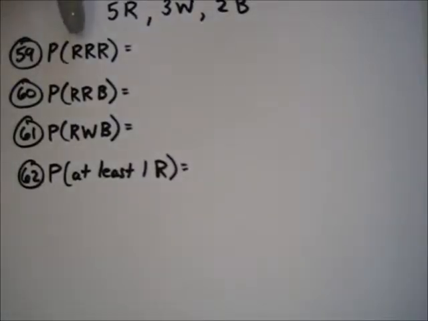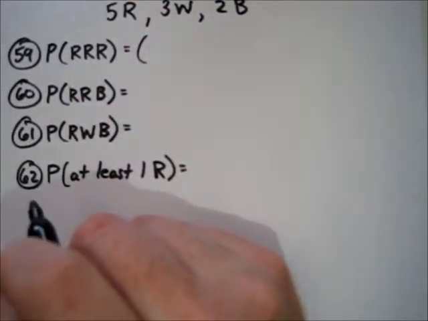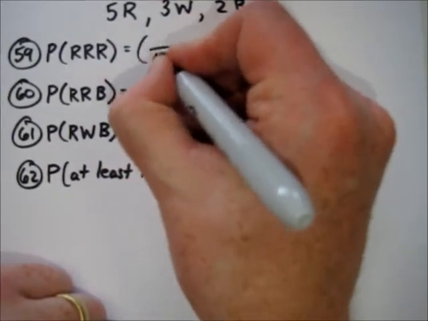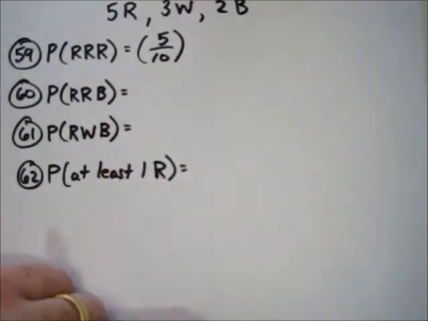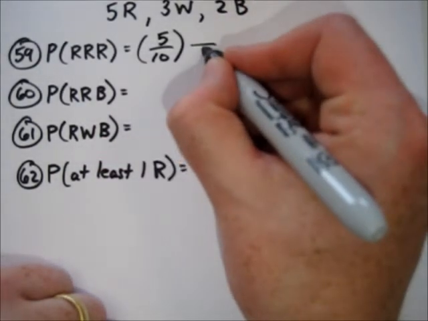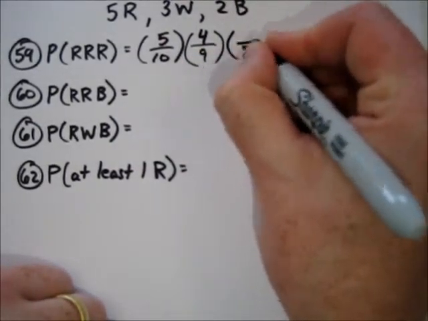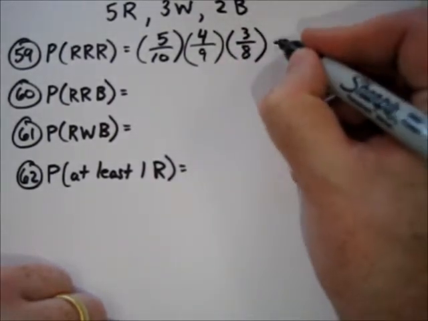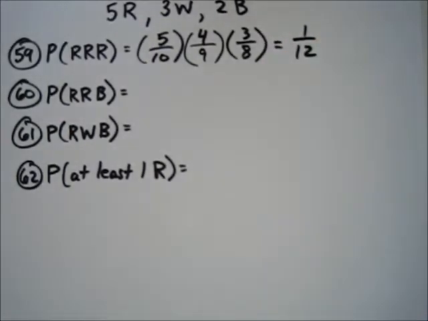So that means we draw a red and another red and another red. This is an and problem, so we're going to multiply. For the first chip, what's the probability you draw a red one? Well, there are 10 total chips, so that's our denominator. 5 of those are red. For the second chip, since we didn't put it back in, there are now 9 chips remaining in the bag, 4 of which are red. And then for the third chip, there would be 8 remaining, 3 of which would be red. Multiply all those together and reduce: 1 over 12. Problem 60 says, what's the probability that the first 2 are red and the third is blue?